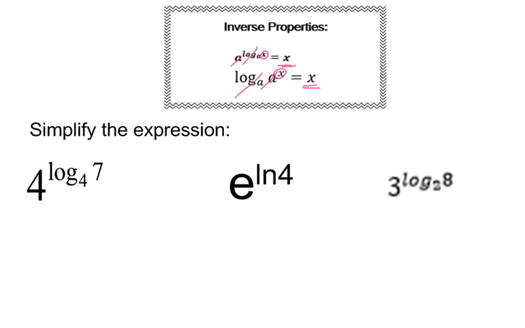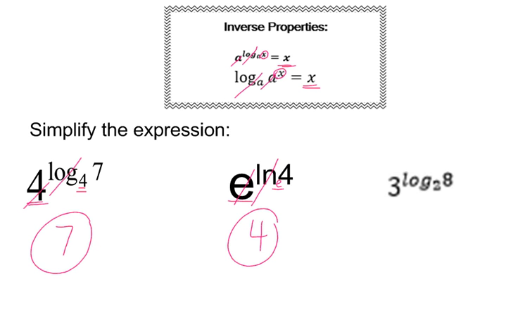So to put some numbers to this, for example, we have 4 to the log base 4 of 7. Like bases cancel out. 4 to the log base 4 of 7 is 7. That's all we've got to do to simplify. Cancel that out. Next one. e to the natural log of 4 power. Well, what's the base for natural log? e. What's my base here? e. Like bases cancel. That simplifies to 4.